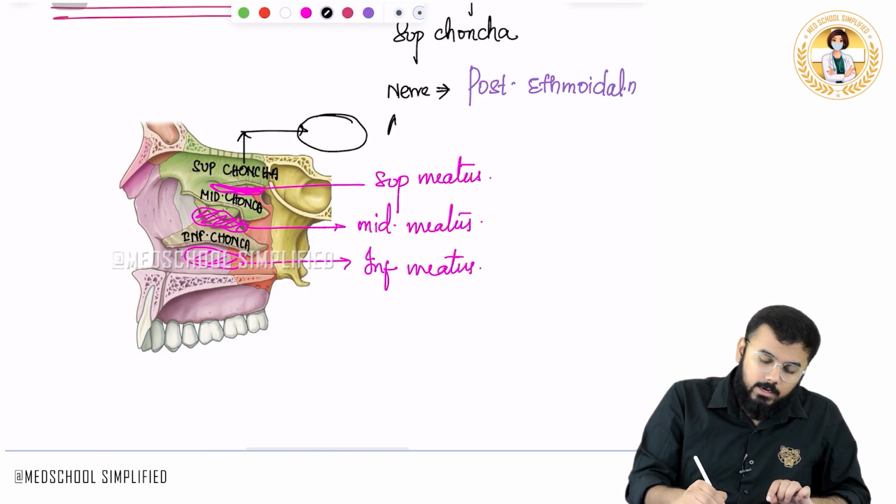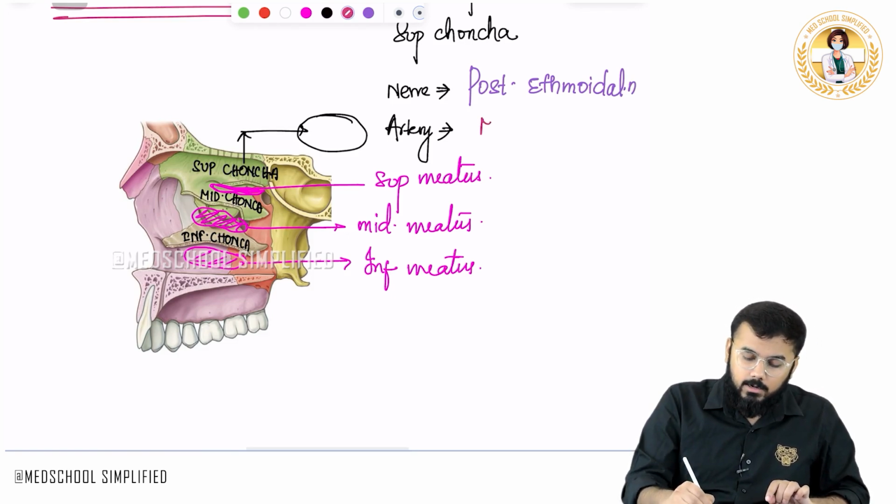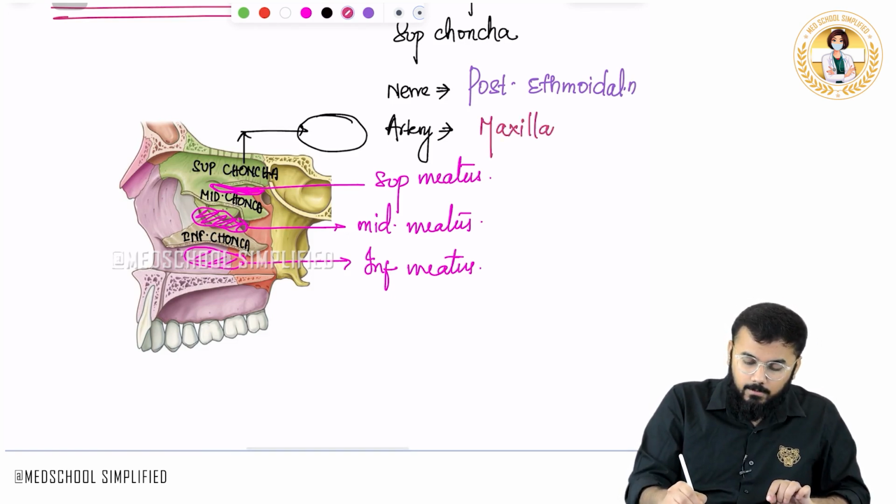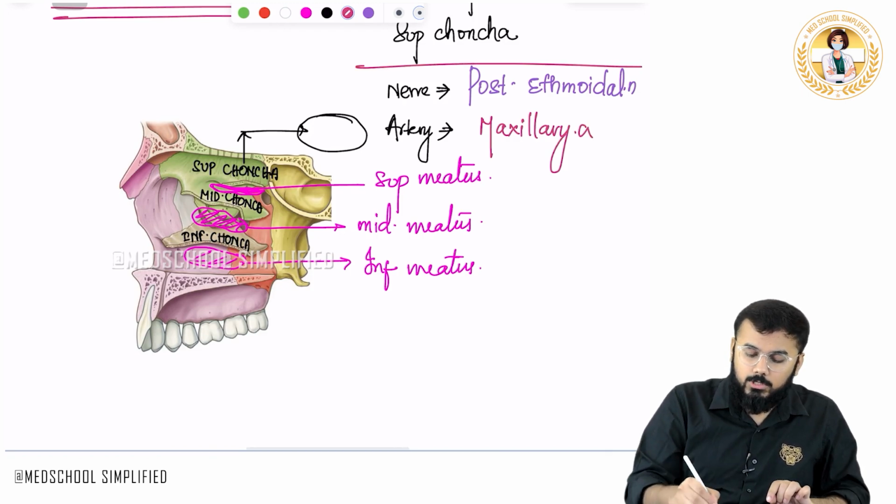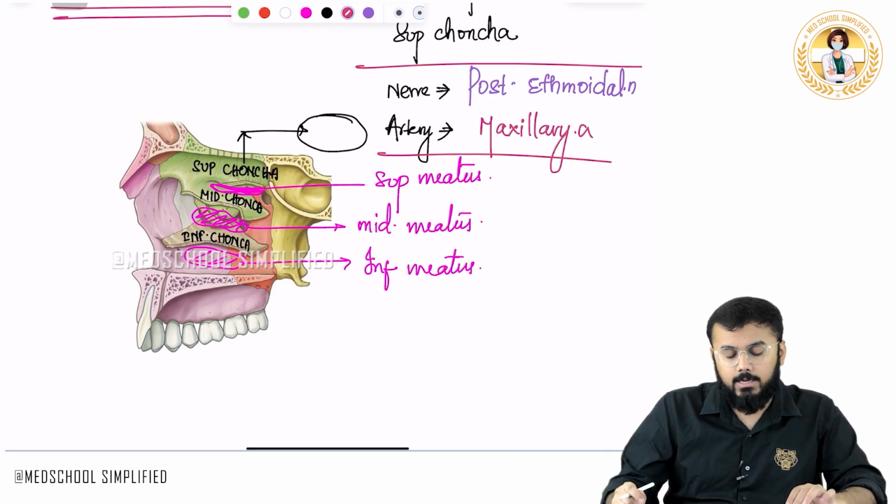Next, what is the artery? If I ask you, what is the artery? That is called your maxillary artery. Maxillary artery. So, posterior ethmoidal nerve as well as the maxillary artery.